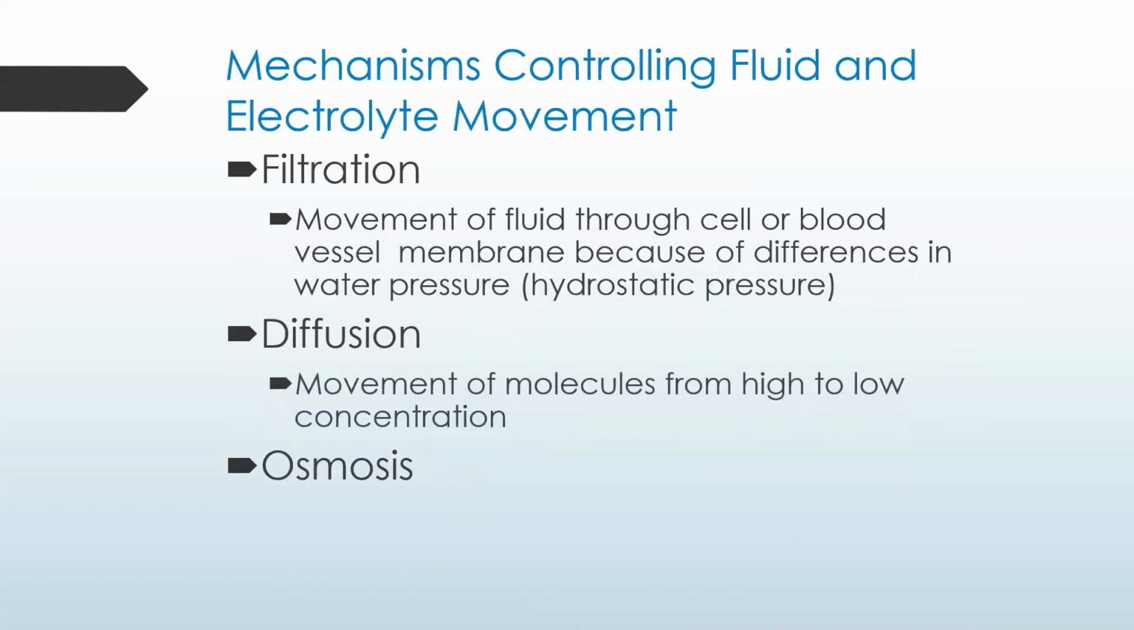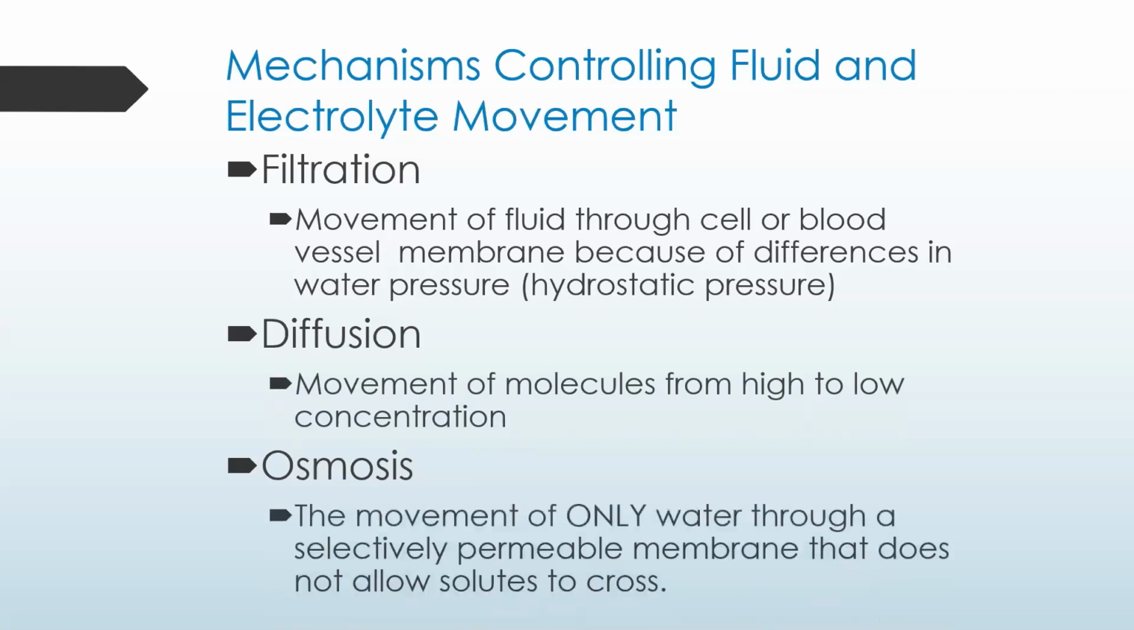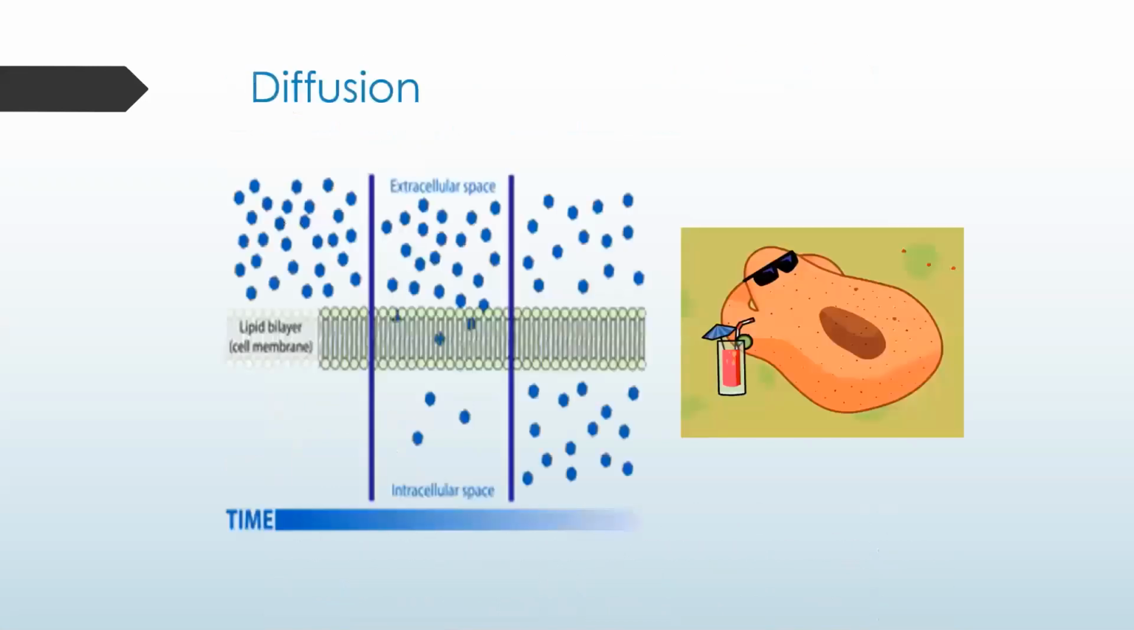Diffusion is the movement of molecules from an area of higher concentration to an area of lower concentration. Osmosis is the movement of only water through a selectively permeable membrane that does not allow solids to cross.